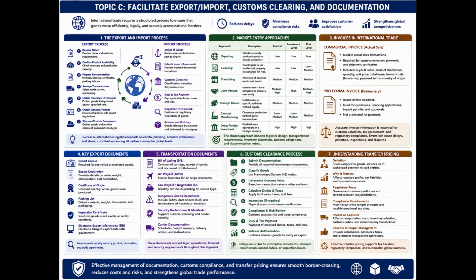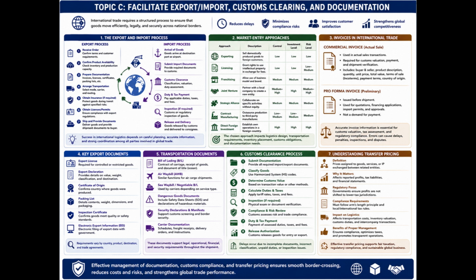Transportation-related documents provide legal, operational, and financial support for international freight movements. Bills of lading serve as contracts of carriage, receipts for goods, and documents of title. Air waybills perform similar functions for air cargo shipments, while ocean carriers may use sea waybills and negotiable bills of lading. Dangerous goods shipments often require safety data sheets and specialized declarations describing hazardous materials and handling requirements.